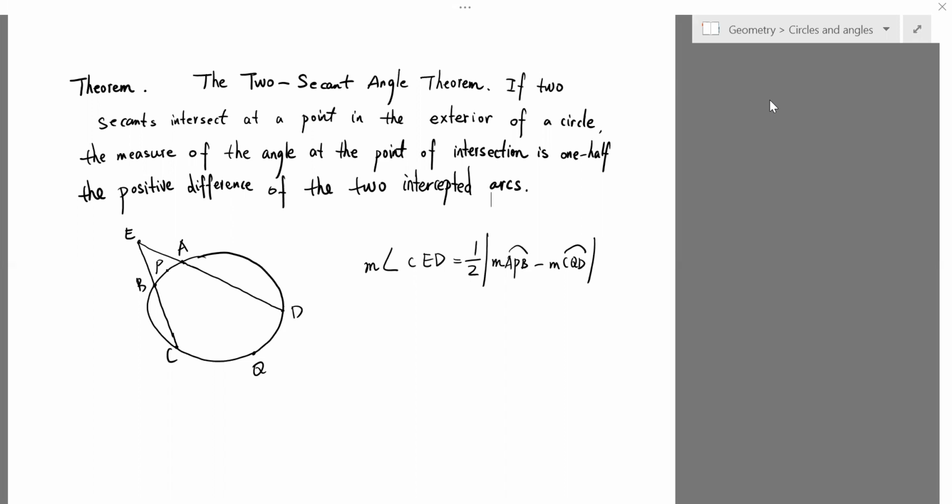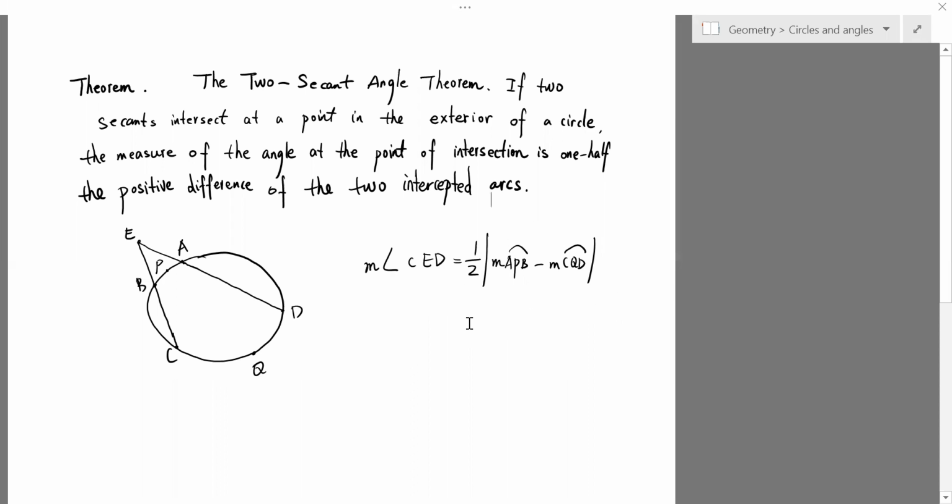If two secants intersect at a point in the exterior of a circle, the measure of the angle at the point of intersection is 1/2 the positive difference of the two intercepted arcs. In the figure below, we have the angle formed by those two secant lines denoted as angle DEC, and the arcs intercepted by those two secant lines are respectively given by the arc APB and the arc CQD. So the result could be written in such a format.